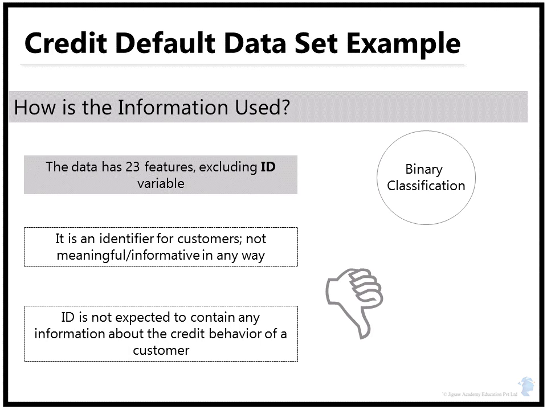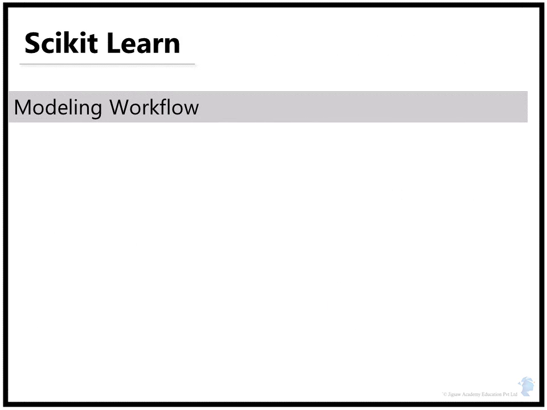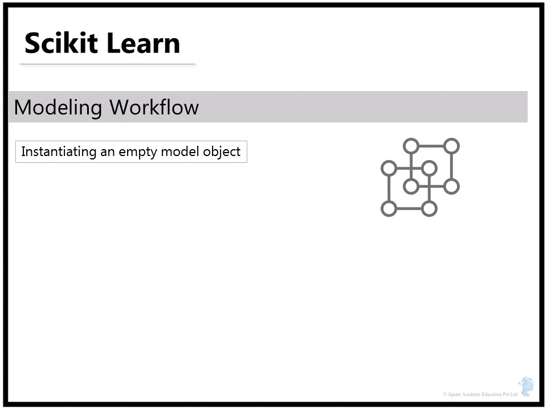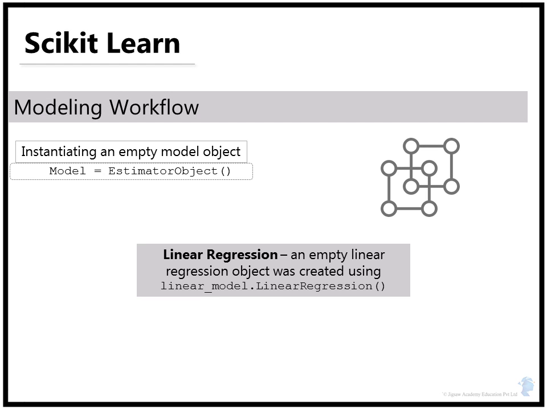We do not expect that the ID of a customer will contain any information about the credit card behavior of the customer. We had a brief introduction to scikit-learn earlier in this course. We'll pick up that thread again before proceeding into using some advanced features of scikit-learn. The general workflow of fitting any model in scikit-learn starts by instantiating an empty model object. We saw in the case of linear regression that an empty linear regression object was created using the command linear_model.LinearRegression followed by parentheses.